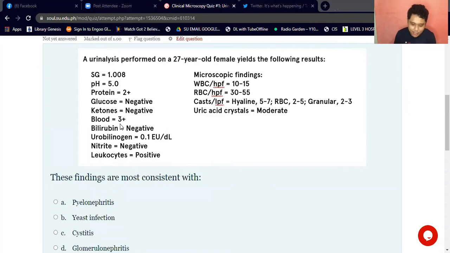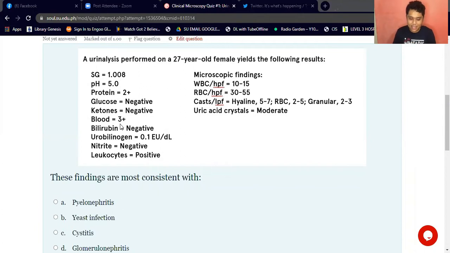At dito sa WBC, as you can see, daghan pong RBCs. Ang casts varied. You have hyaline, you have RBC, and you have granular casts. You also have crystals na moderate. Okay? So these findings are most consistent with, let's say again, balik ta, retract sa itong mga results. You have blood na 3+, protein na 2+, you have a lot of RBCs. Napad yung kay RBC casts.